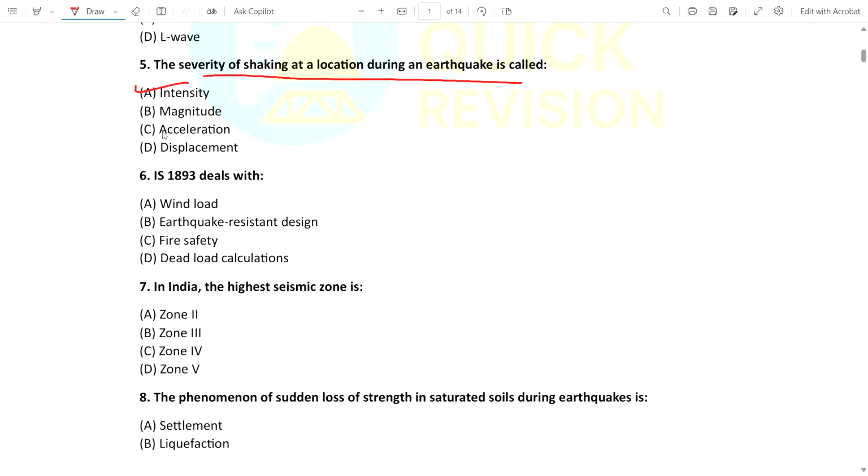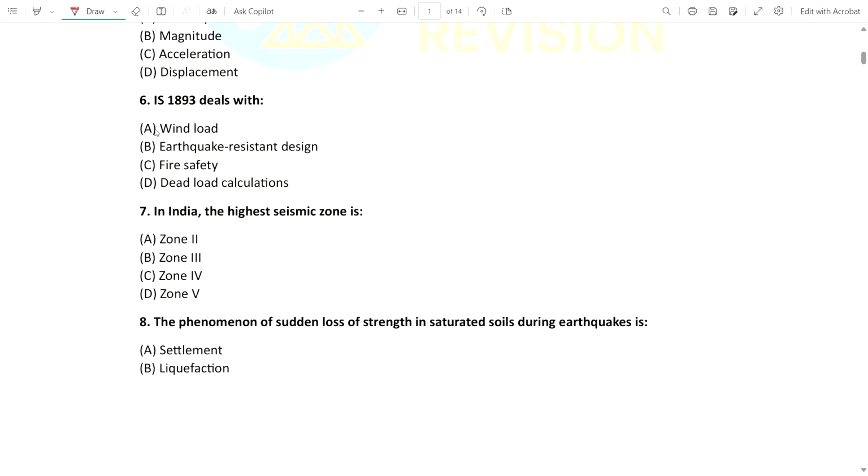Okay, now coming to question number 6, IS 1893 deals with what? Wind load, earthquake resistant design, fire design, dead load combination. As we have discussed, it is earthquake resistant design. Now coming to question number 7. In India, the highest seismic zone is what? Zone 2, Zone 3, Zone 4, Zone 5. As you all know, Zone 5 is the highest seismic zone. Our northeast region is also in Zone 5.